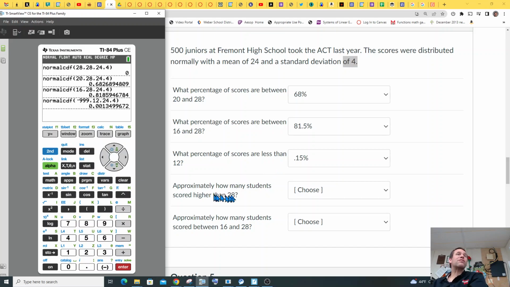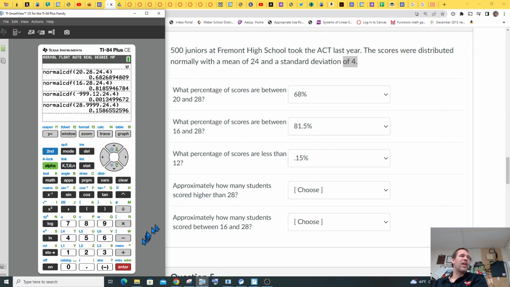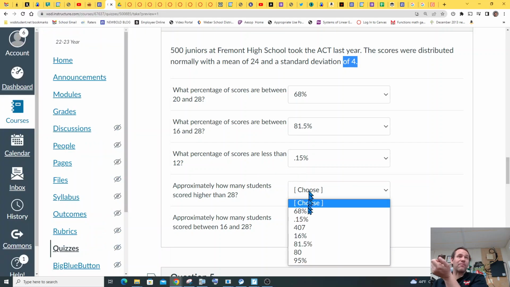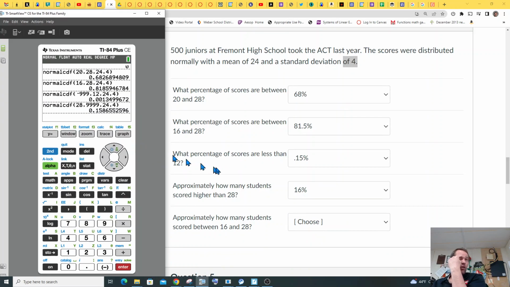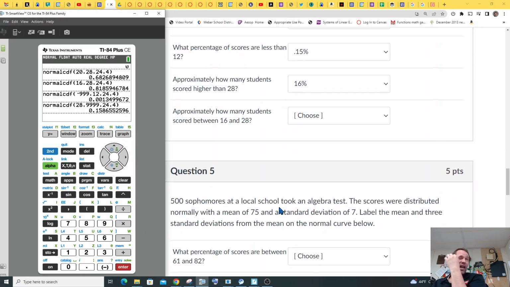Approximately how many students scored higher than 28? You do the same thing, but instead you change your lower bound to 28 and your upper bound to 999, a really big number. That gives 15.8%, which is closest to 16%. I can see that. Cool, so give that a try.